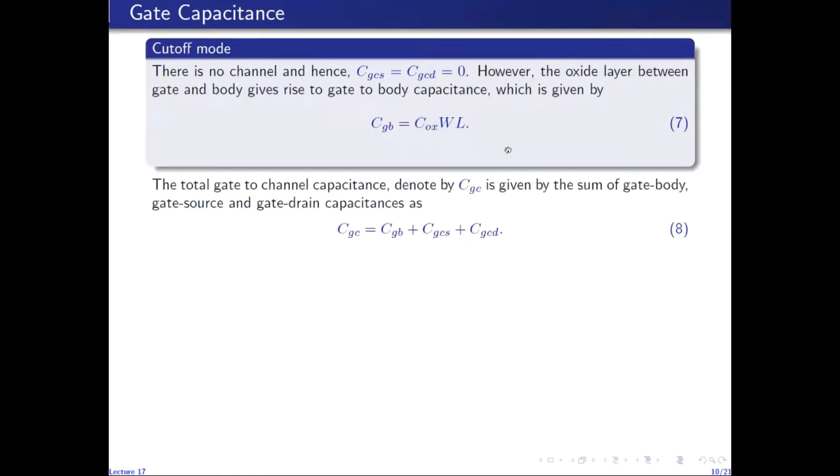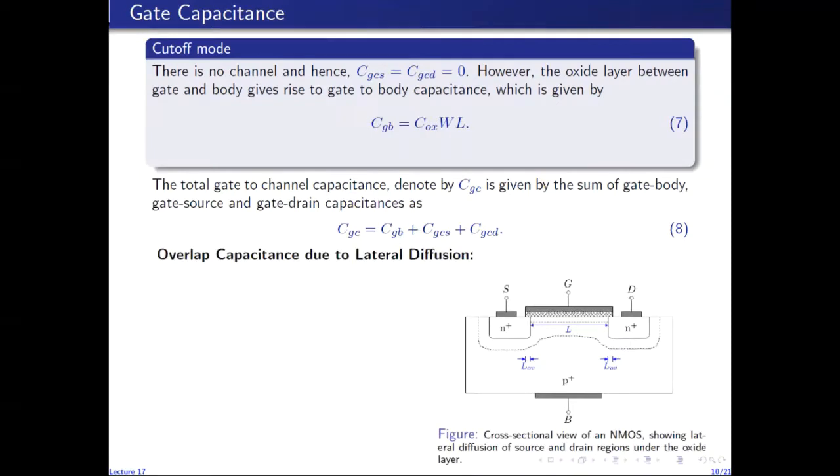So the total gate to channel capacitance, which is denoted by C subscript GC, is then given by the sum of these three components. That is, it is given by the sum of CGB, gate to body capacitance, CGCS, gate to source capacitance due to channel, and CGCD, which is the gate to drain capacitance due to channel.